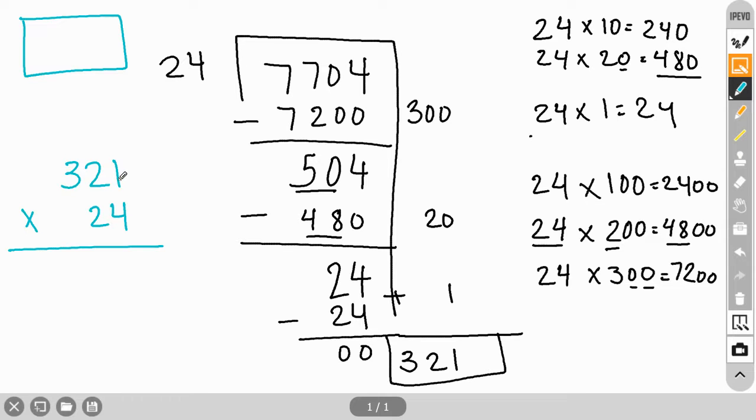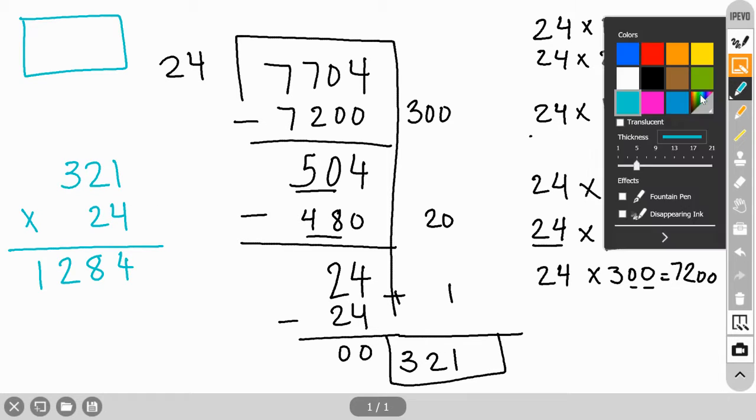So 4 times 1. Remember, standard algorithm means I'm going to multiply the digits at the bottom by all digits at the top. So I'm going to start with this 4. 4 times 1 is 4. 4 times 2 is 8. 4 times 3 is 12. Now I put 12 here because there are no more numbers to multiply by. Now I have to multiply the 2.